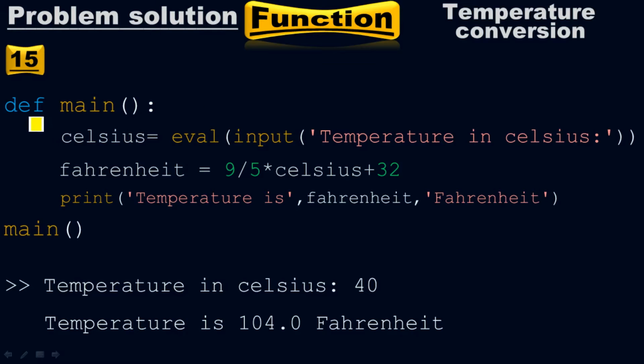So we use the def function, define function. Celsius equals eval of input of temperature in Celsius. And then Fahrenheit equals 9/5 times Celsius plus 32. This is the formula. To convert the temperature from Celsius to Fahrenheit, we are going to use this formula. Fahrenheit equals 9/5 times Celsius plus 32. And then take the print of temperature. Temperature is Fahrenheit, and then main.